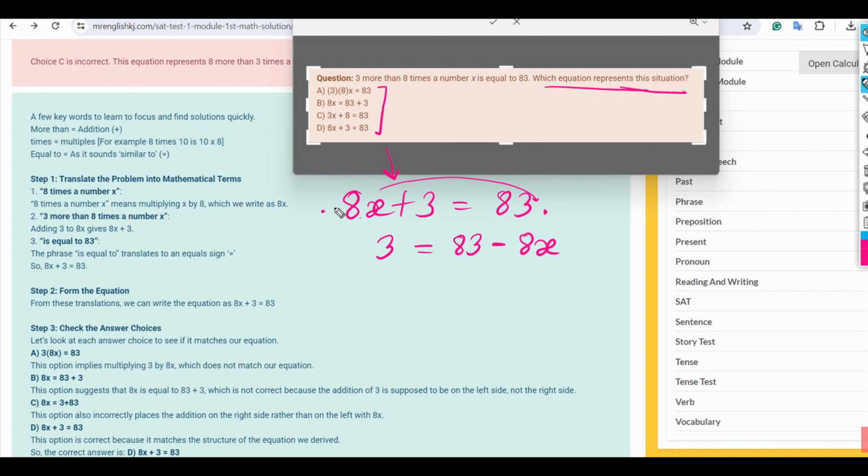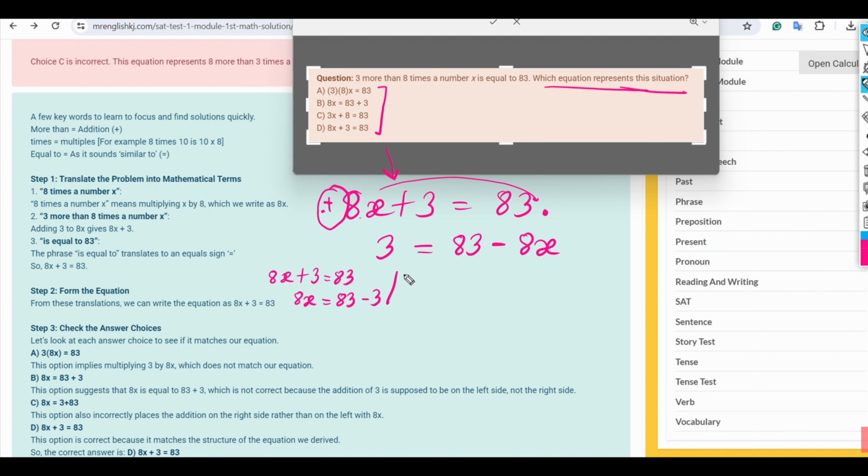So here you see there is no sign. And I told you before, when there is no sign, it is most likely a positive sign. So when a positive sign goes to the right hand side, it becomes negative. That is the basic rule. Same goes for the 3. If I write it like this, 8x plus 3 equals 83, and I move 3 there, it will become like this, 8x equals 83 minus 3.